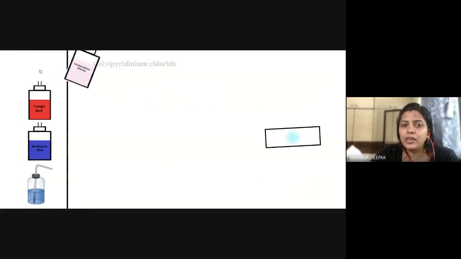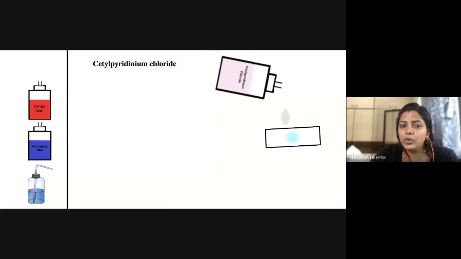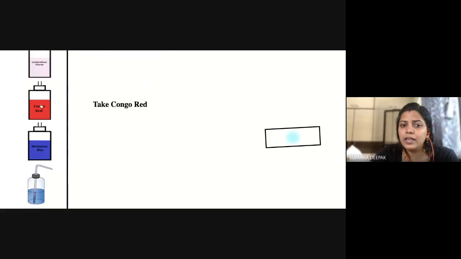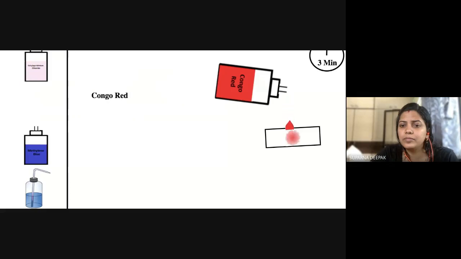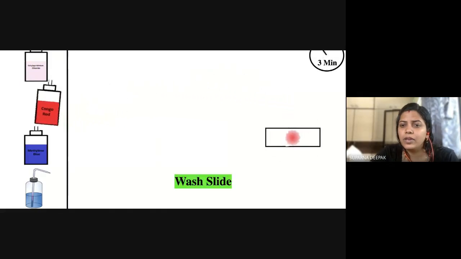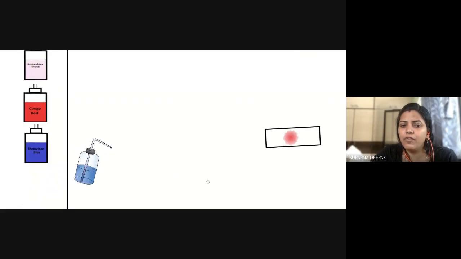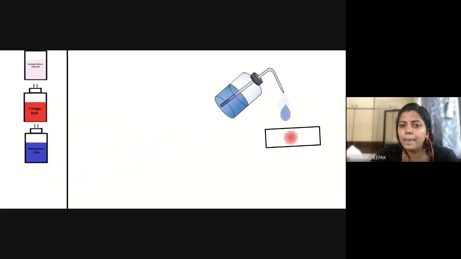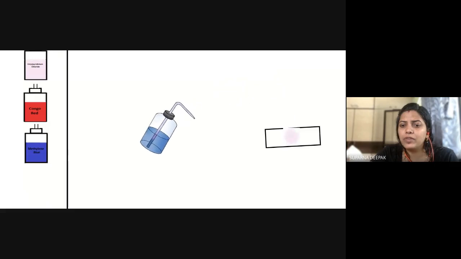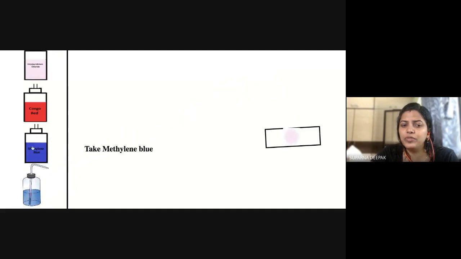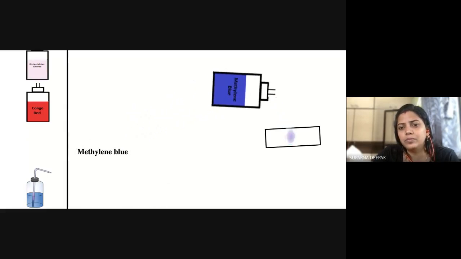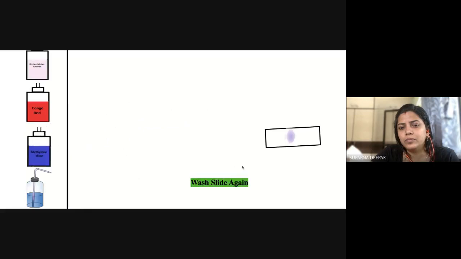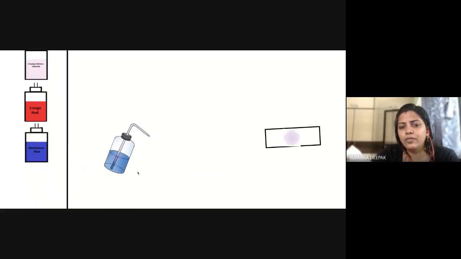So you can take the cetylpyridinium chloride first. Yes. Then you will take the Congo red. Okay, keep it for 3 minutes. You give a wash, so whatever excess stains are there, that is going to be removed. Then take methylene blue. Again, wash it.